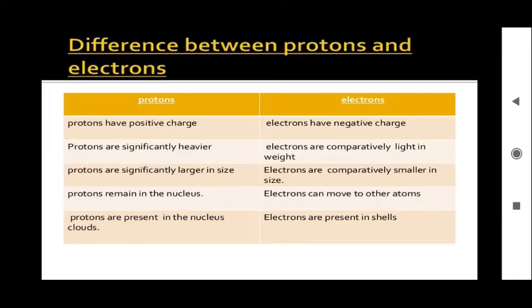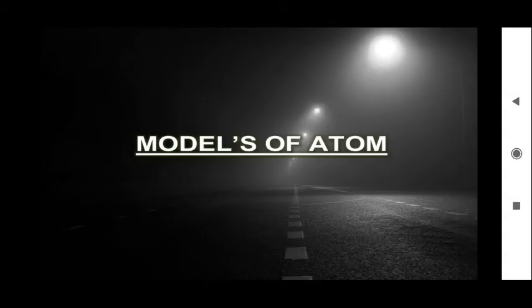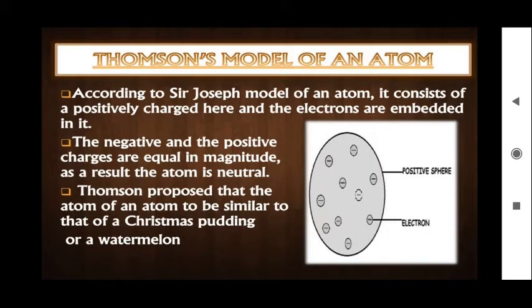Now let us move to the models of the atom. Different scientists have proposed different models for the atomic structure. Among them, the first one is Thomson's model of an atom. According to Joseph Thomson's model, an atom consists of positively charged particles, and electrons are embedded in it. The negative and the positive charges are equal in magnitude. As a result, the atom is neutral.